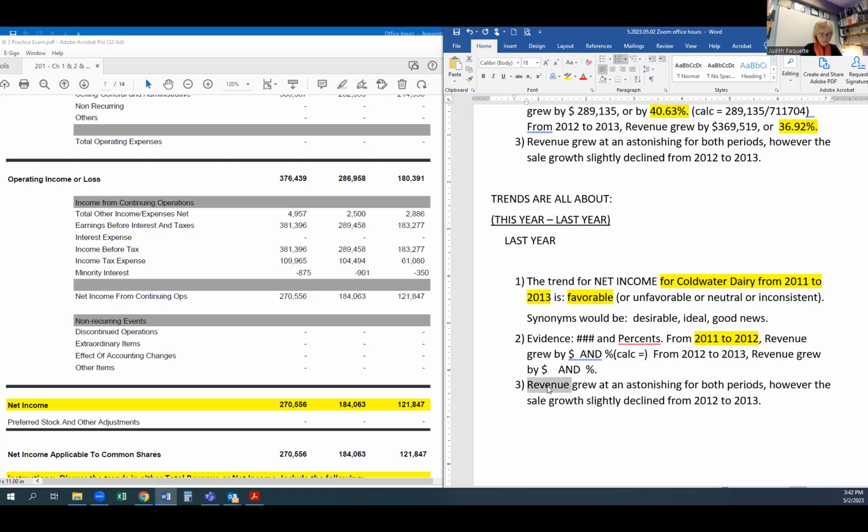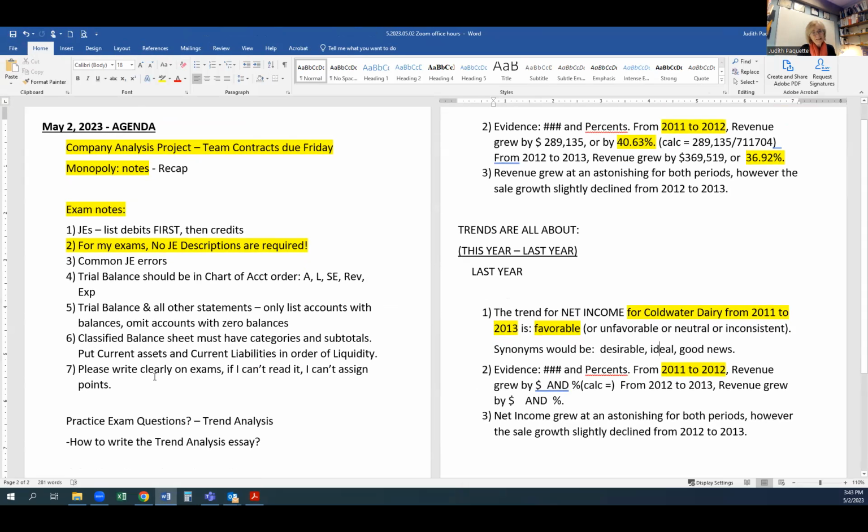Common journal entry errors. Oh, trial balance should be in chart of accounts order: assets, liabilities, stockholders' equity, revenue, and expense. Classified balance sheet must have categories and subtotals. I really like the Franklin balance sheet. So let's take a quick look at that because I think it's super helpful.